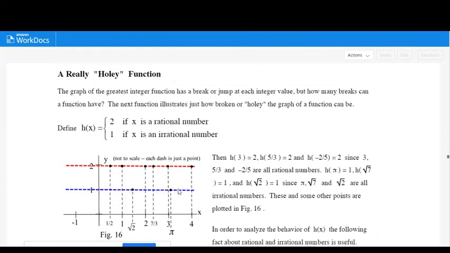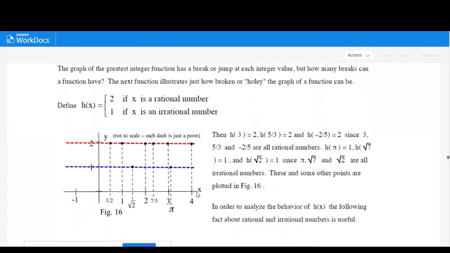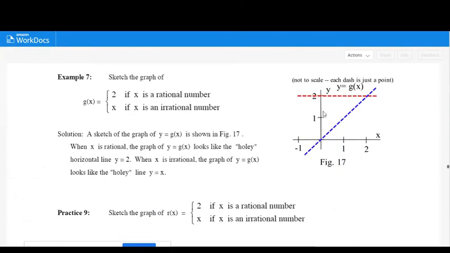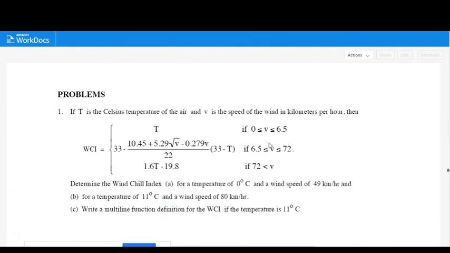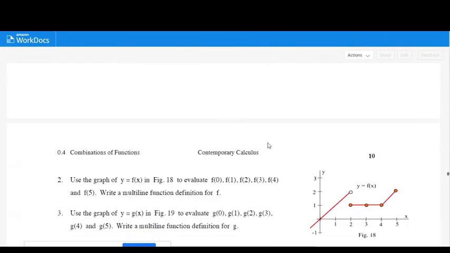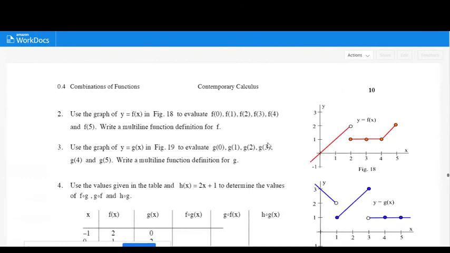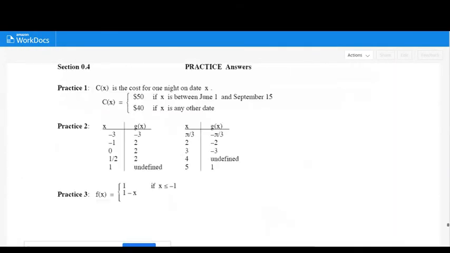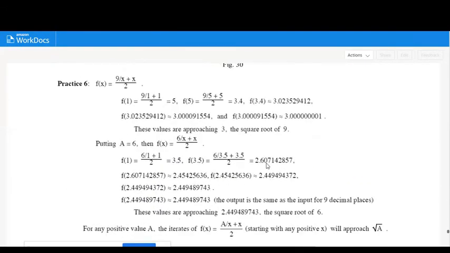So pag graph niyan, ganito yung graph. Nandito si rational numbers, nandito si irrational numbers. Yan. So, if you want to graph, then we have also an example here sa graph. And then dito sa baba, we have some sets of problems as well as yung answers nila nandito din sa baba. If you want to practice, yan. May mga answers yan dyan.